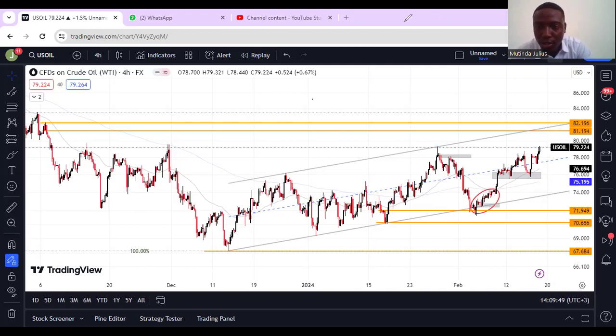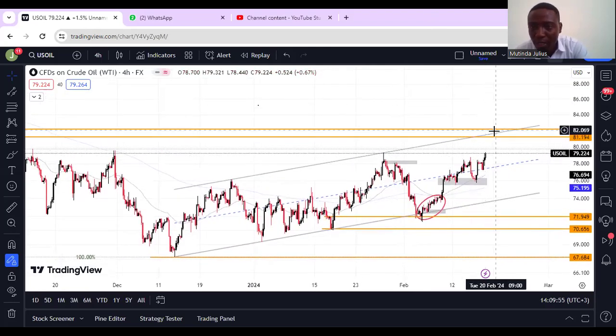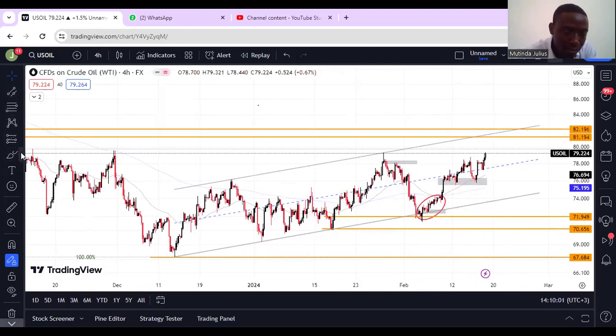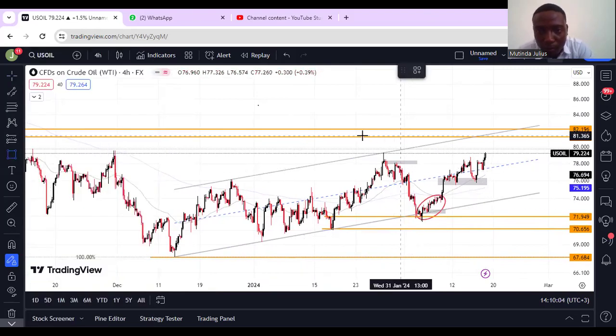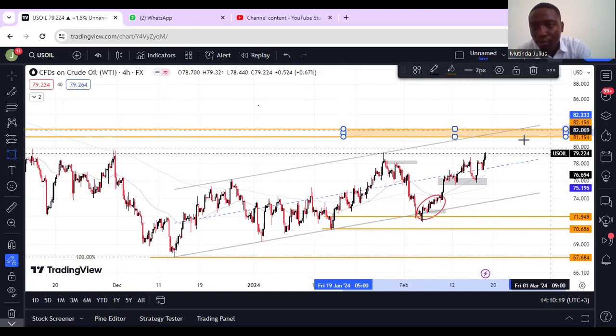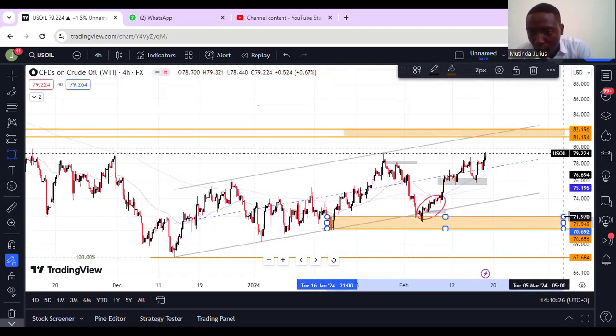An additional piece of information concerning the US oil: we are expecting to sell from 83. Allow me just to mark this. We can sell from that channel. We can also mark this other block right here, because these are the two blocks that we are paying attention to.